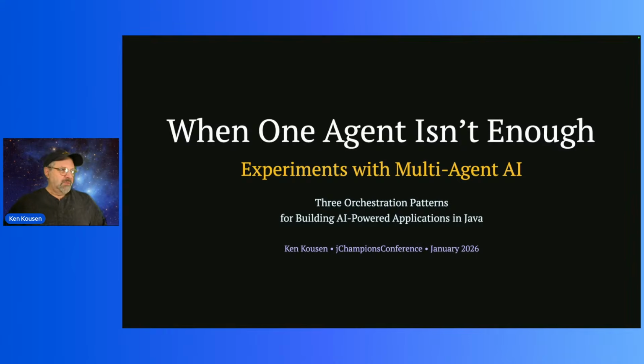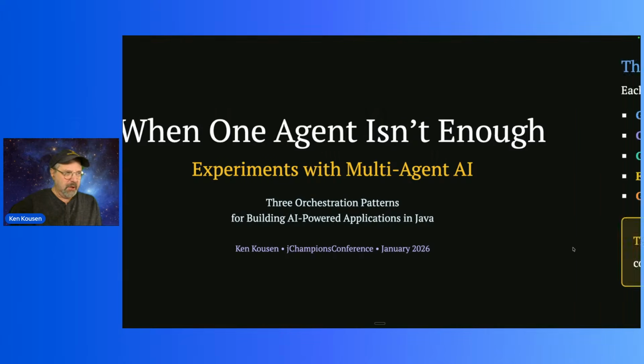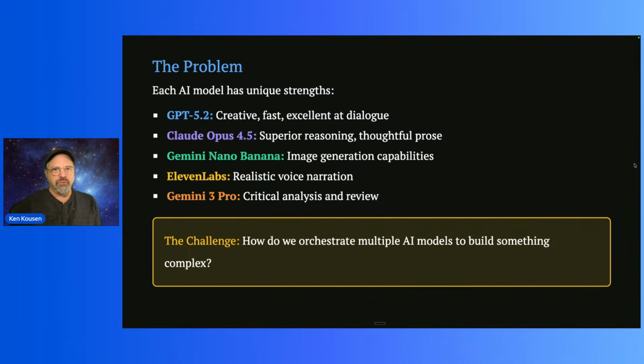The title here is "When One Agent Isn't Enough: Experiments with Multi-Agent AI." I had a description, and it made sense when I wrote it, but since you know how quickly things change in this ecosystem, I've updated a lot of it, and I'm going to show you some slightly different things. We're going to try to put together a whole series of AI tools in one application. I started an app about 6 months ago, which is a long time in this world, that involved all these different tools. Now I've upgraded them to the latest.